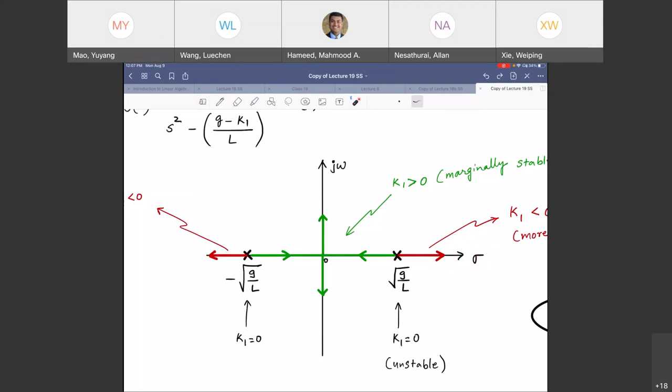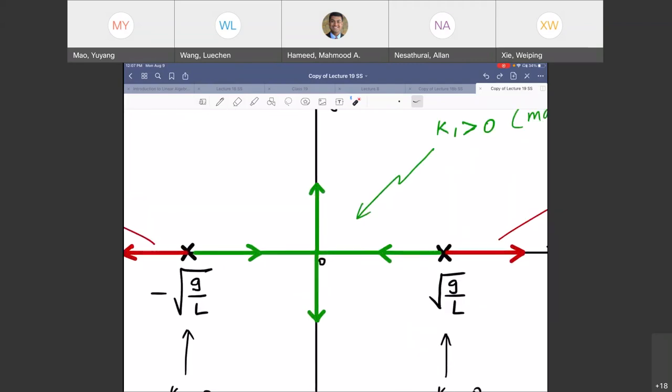K1 has to be more than g to be marginally stable. Exactly right. When it is g, the two poles are over here, still unstable. It has to be more than g for it to be here and here. Then you have oscillations.